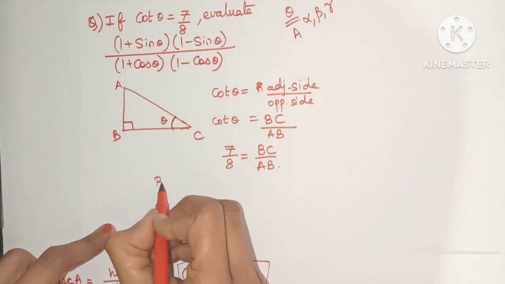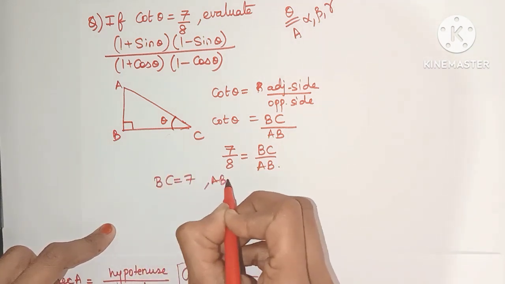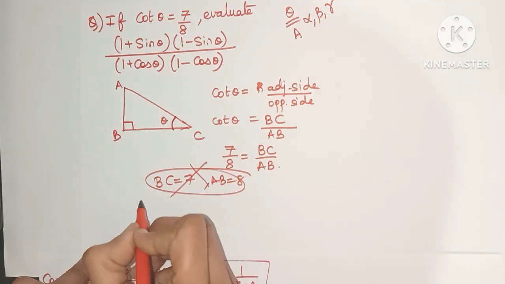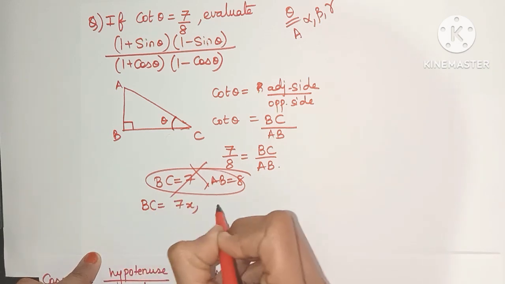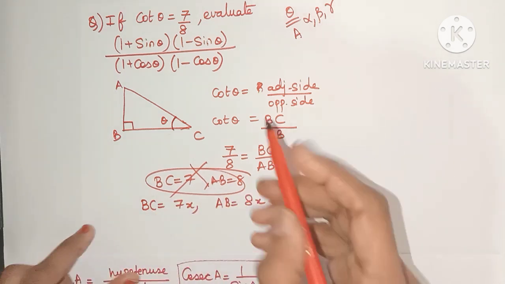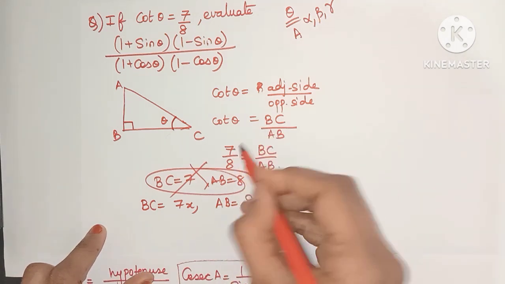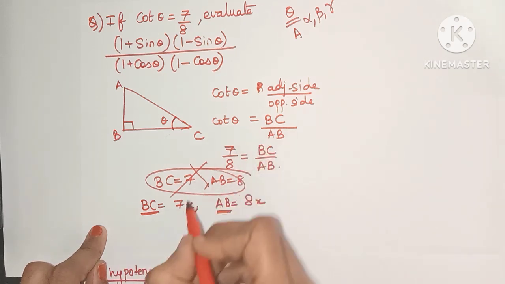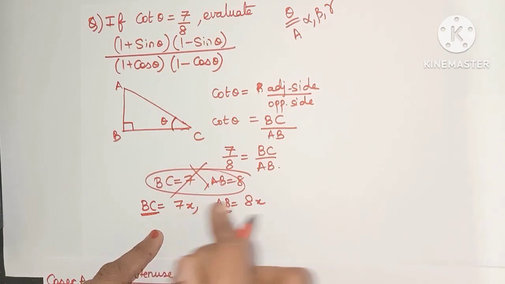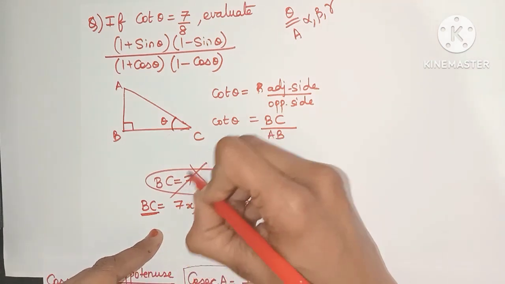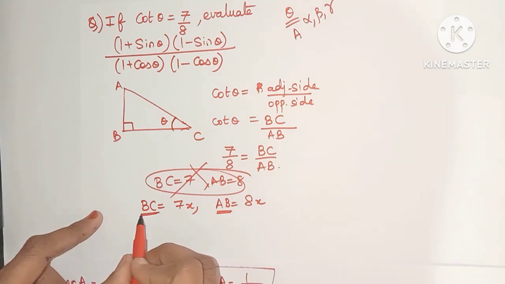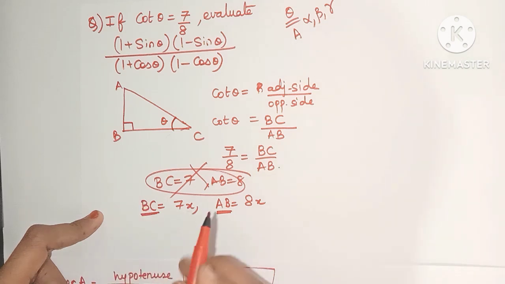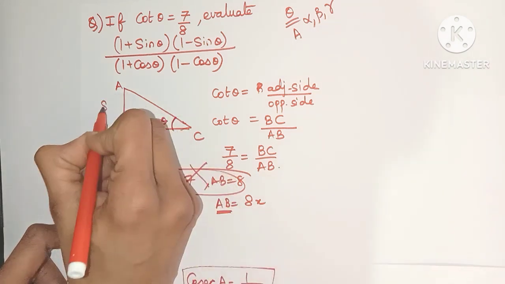Don't make the mistake of writing BC as 7 and AB as 8. This is completely wrong. What you need to do is take BC as 7x and AB as 8x. There must be some common factor x, which when multiplied will give you the original sides back. If this was 7x and 8x, when you take the ratio, the x and x will get cancelled and you will get 7 by 8. So the original length is 7x and 8x. So BC is 7x and AB is 8x.